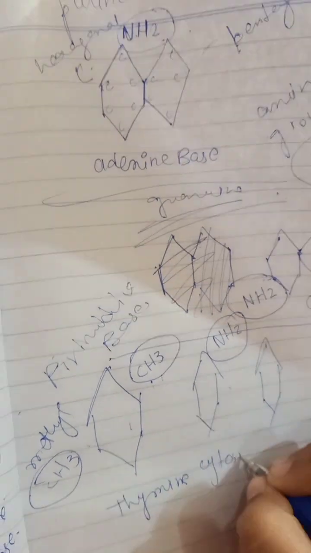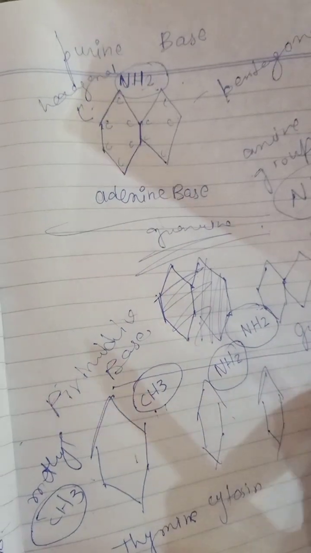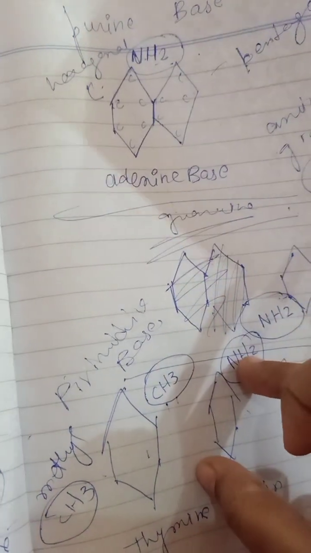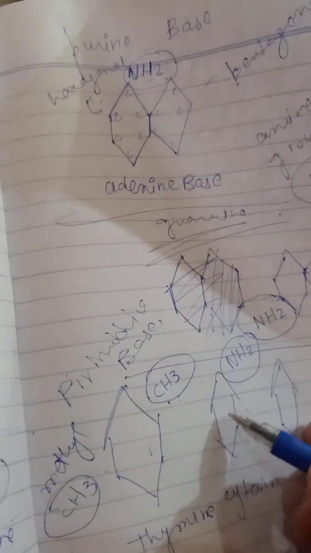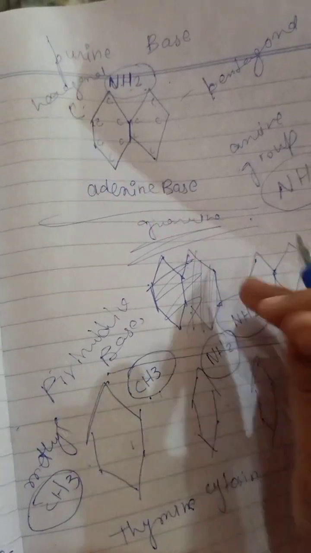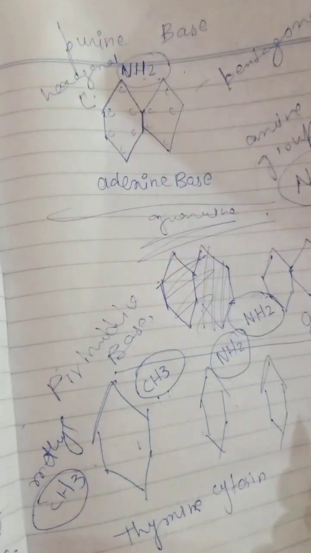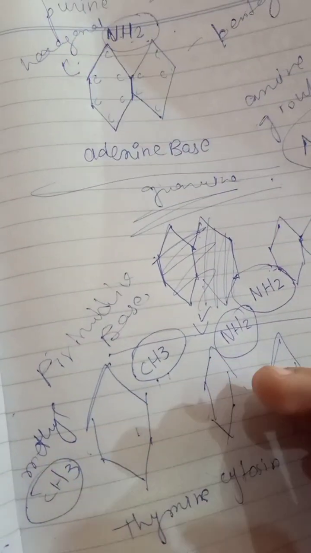You can say that in adenine there is also an amine on the upward side, but you can see the difference in the rings. The pyrimidine consists of one ring, and the purine consists of two rings. With one ring and two rings, you can easily identify what is adenine and what is cytosine. So this is cytosine, because it has NH2 at the upward side.